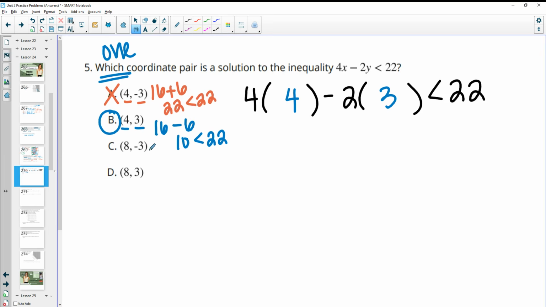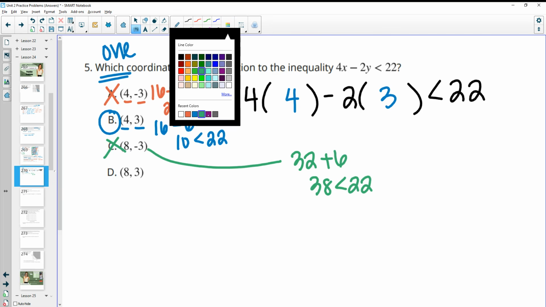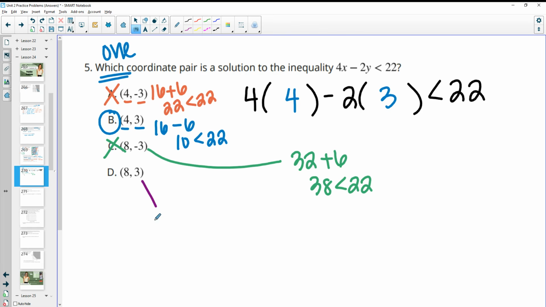If you're like me and you want to check it anyways, you could do 4 times 8, which is 32, and -2 times -3, which is +6. 38 is definitely not less than 22, so that one's for sure false. And then we could do this one. 4 times 8 is 32. -2 times 3 is -6. So then we get 26 is less than 22, and that's also false. So for sure, B was the only one there.